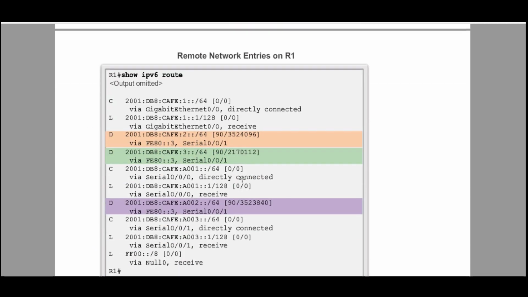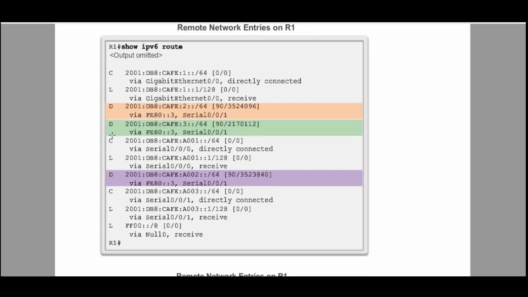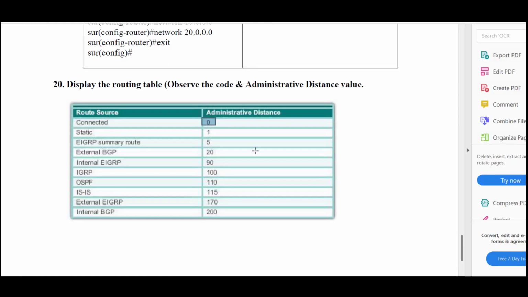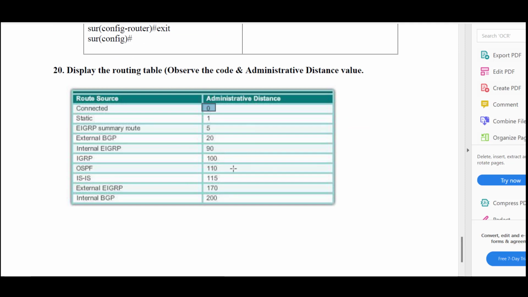Then if it is a remote network, same thing. Now you can see here, remote network means this is the name of the routing protocol. 90 is the administrative distance value. All of you look at the screen. 90 means which routing protocol? It is internal EIGRP they are using. So the internal EIGRP routing protocol is used.